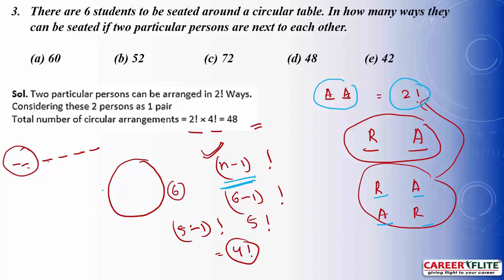Suppose 6 students are arranged at a circular table, they can be arranged in 5 factorial. Here we have 6 students, but 2 of them are always seated together, so it will be 5 units, 1 2 3 4 5. So 5 units around a circular table can be seated in 4 factorial ways, and 2 factorial for the pair. So the total number of arrangements will be 2 into 4 into 3 into 2 into 1, 4 times 3 is 12, times 4 is 48.